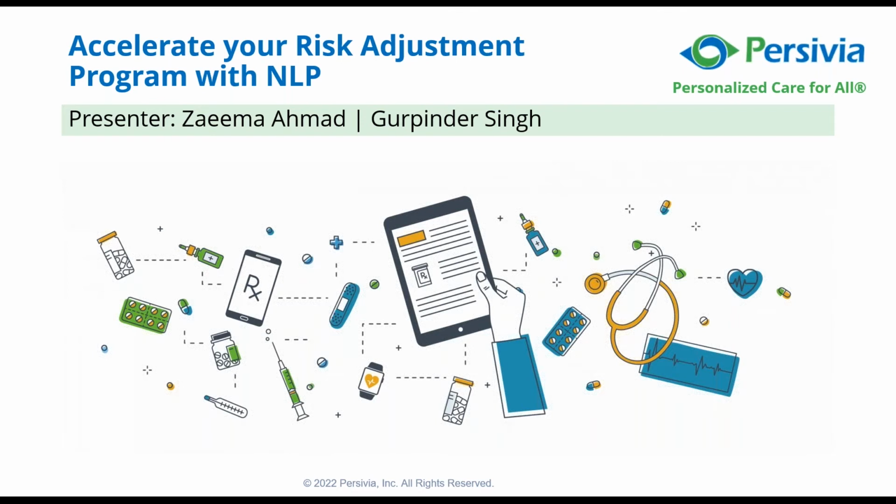Our second presenter is Gurpinder Singh. He is a technical business analyst here at Persivia. Gurpinder is a tech genius and helps in bridging the needs of our clients with what our technical team can deliver. He is currently working on unlocking the potential of natural language processing for our various clients to improve their risk adjustment processes.